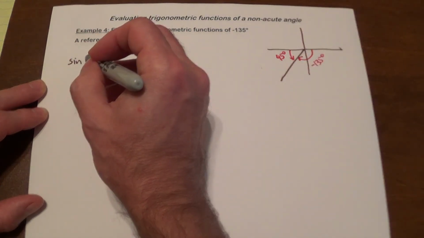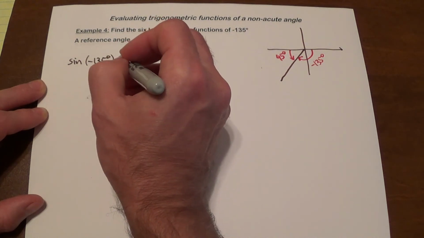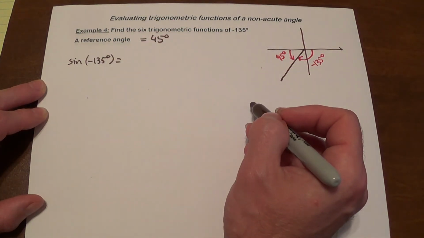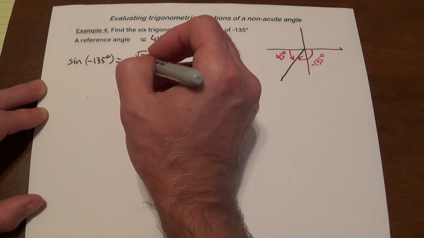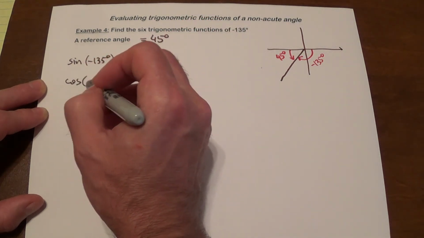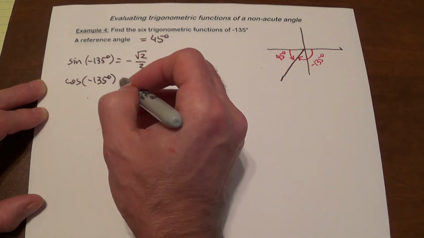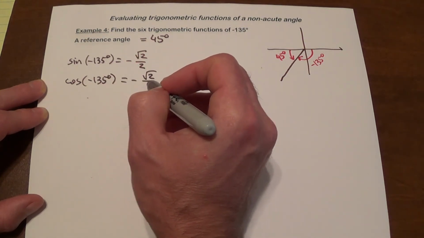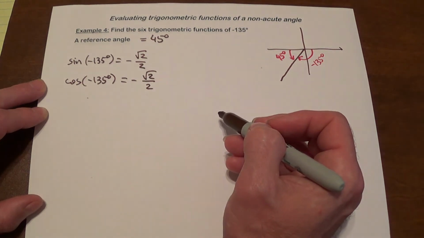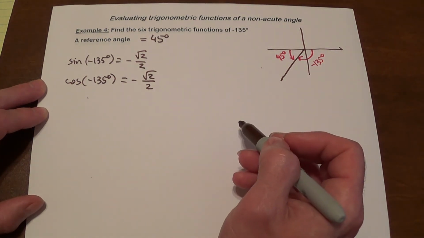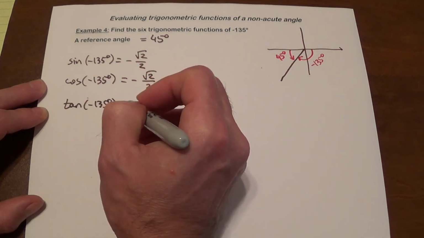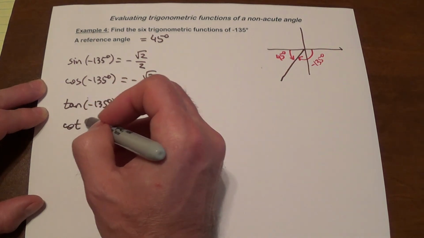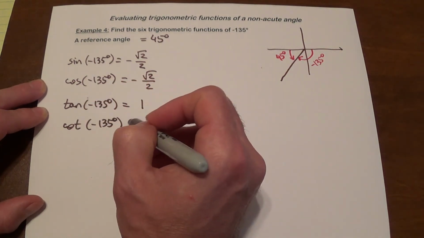So sine negative 135 degrees is going to be, so that's going to be sine of 45 is what we're going to use, which is square root of 2 over 2. We are in quadrant 3, it's going to be negative square root of 2 over 2. The value of cosine actually happens to be exactly the same, because it's a 45-degree angle. The value of sine and cosine are exactly the same, and we're also in quadrant 3 where cosine is negative. Tangent negative 135 degrees is going to end up being 1. Cotangent negative 135 degrees is going to be 1 as well.